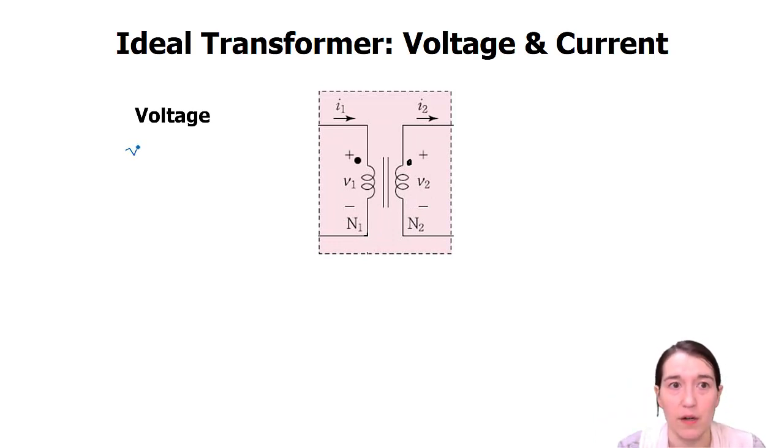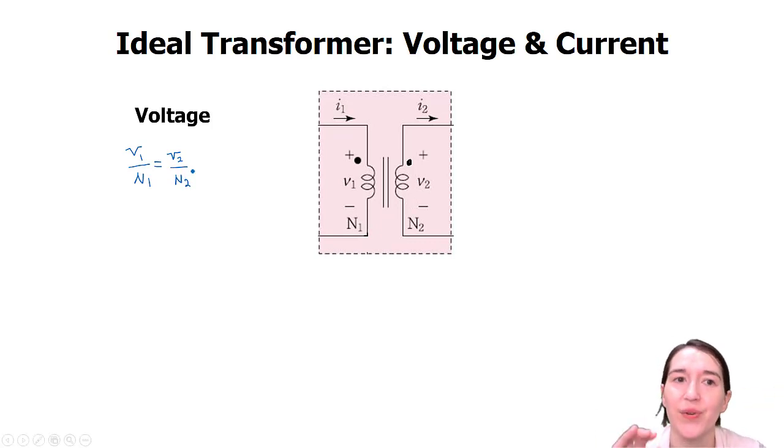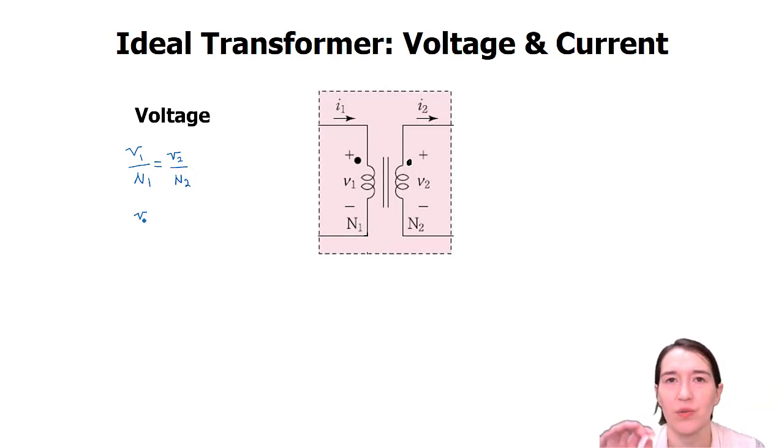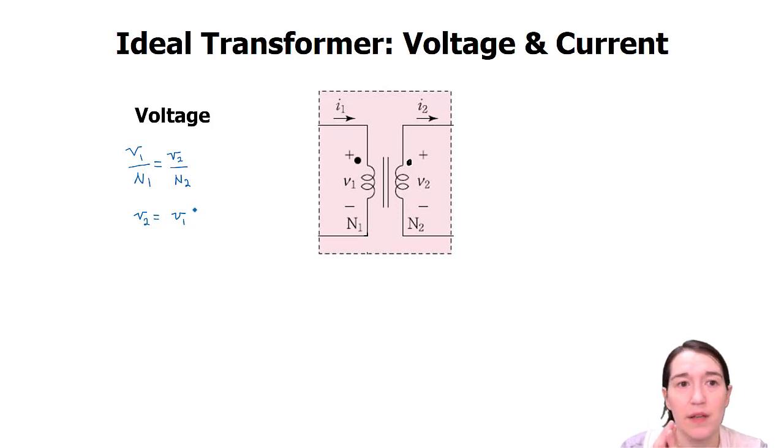So first, start with voltage. On the input side, we have a V1, and then we divide that by N1. That energy is going to be transferred to the other side, and we can write the equation as that is equal to V2 over N2. So you can start with that, and then we can rewrite V2 in terms of V1, and then multiply by N2 over N1. So that's our ratio of the voltages.